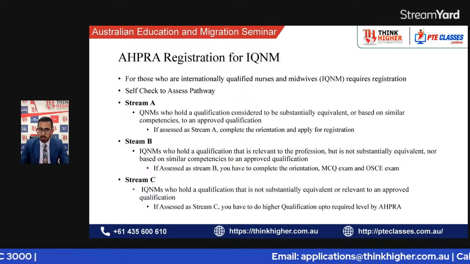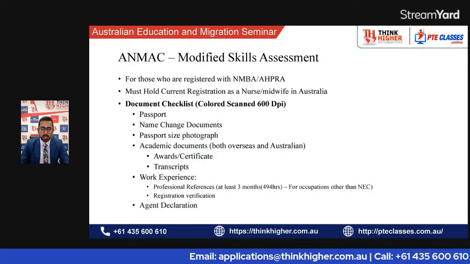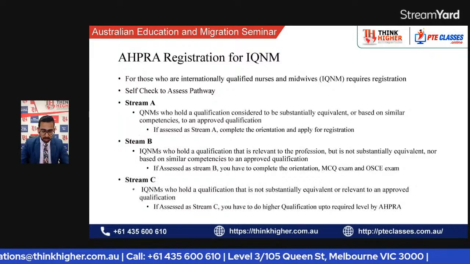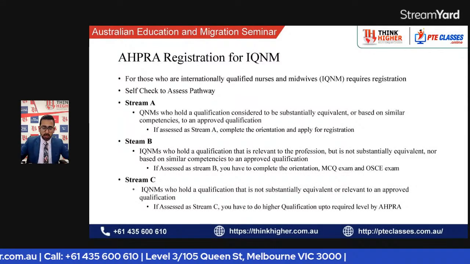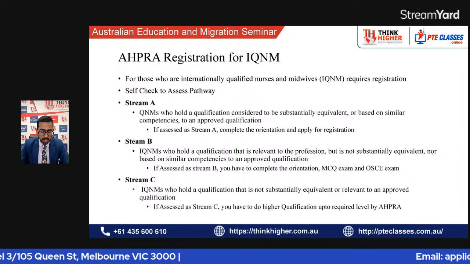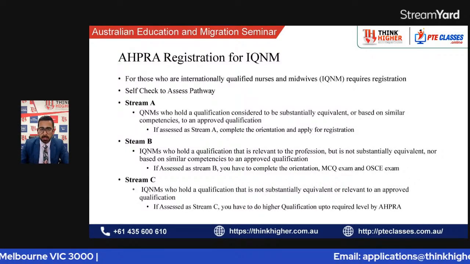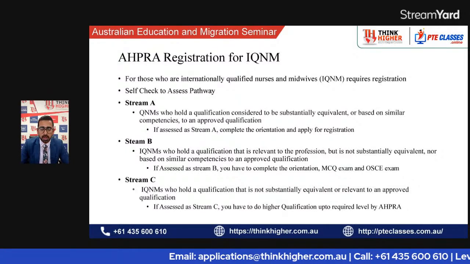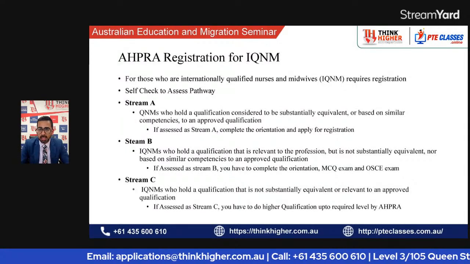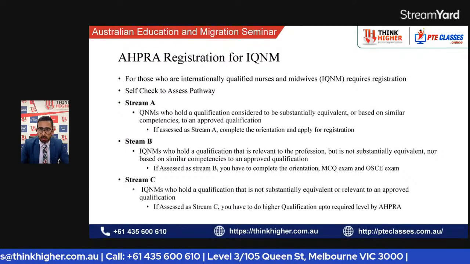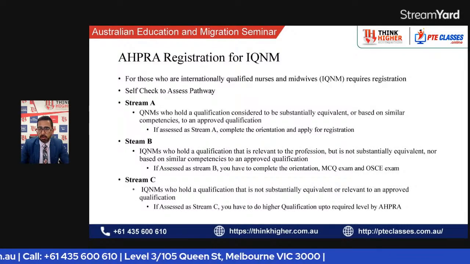Say in stream A, if you qualify for stream A, then team, if you can go back one slide, and please team, just wait for my instructions before you go further. All right, so stream A, QNM. If you are qualified in nursing and midwifery with a substantial equivalency from AHPRA, then based on similar competencies, you would be able to apply for stream A.